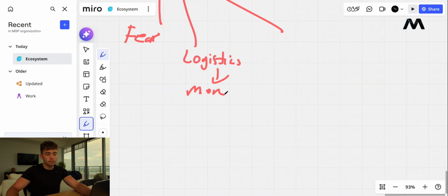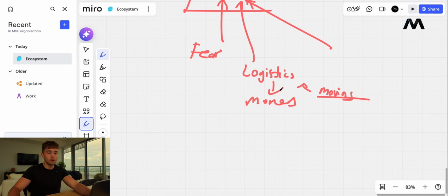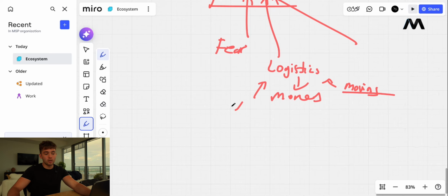Another one is, let's say they're moving out of the country, and for the next 2 weeks they can't really get started, or they're traveling this summer, etc.